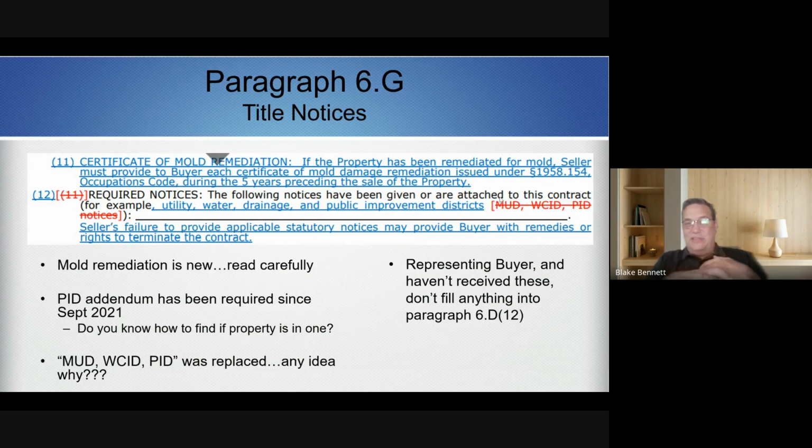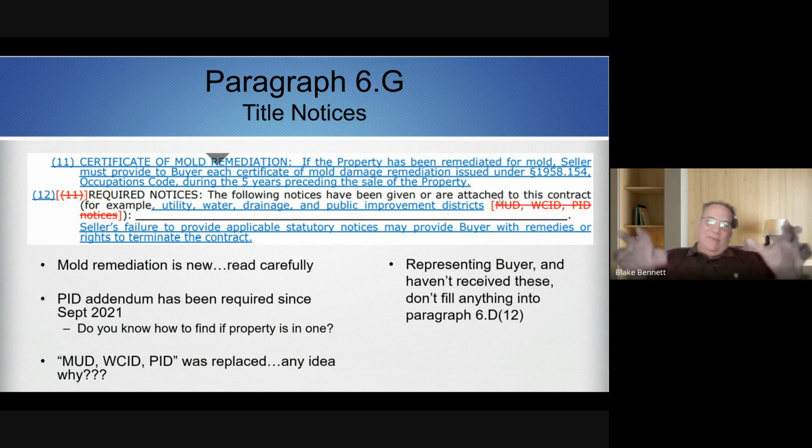Public improvement districts have been around since September of 2021. MUD, WCID, and PID were replaced. The reason that those were replaced, a MUD is a municipal utility district. That's a water district. A water control improvement district, well, that's a water district as well.